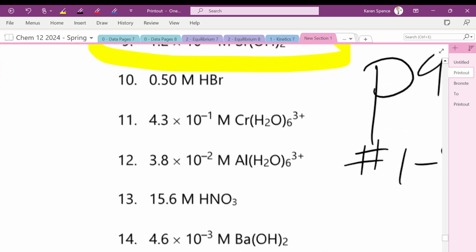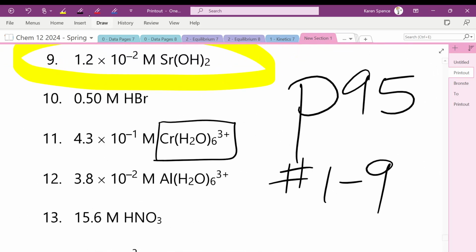Oh, I wanted to mention something. These guys here. Doesn't that look scary? You say, oh my gosh, what is that? What do I do with it? It's okay. Do not panic, because what I want you to notice is that we have 6 waters attached to a chromium, and here we have 6 waters attached to an aluminum. And when I say don't panic, I really mean it, because let's go to our data pages.